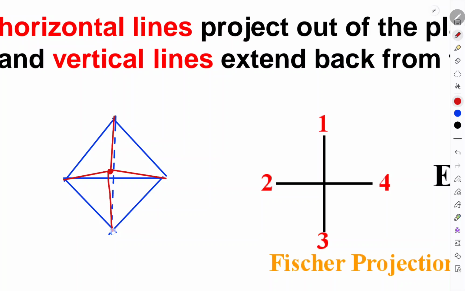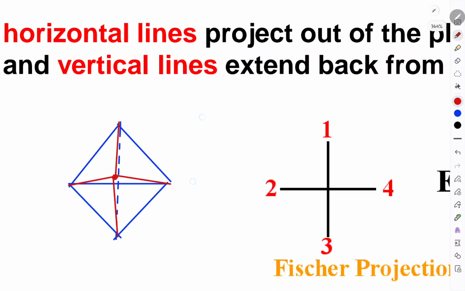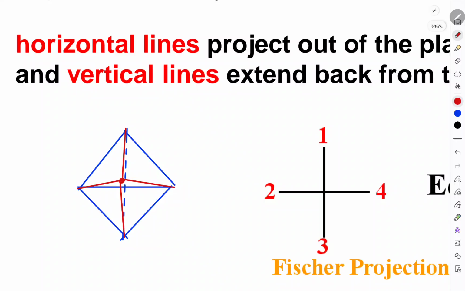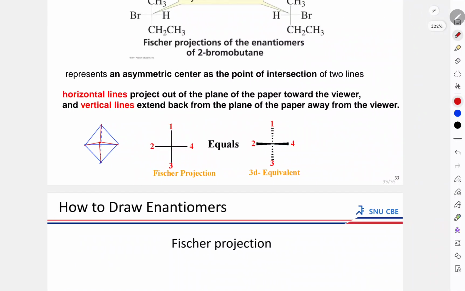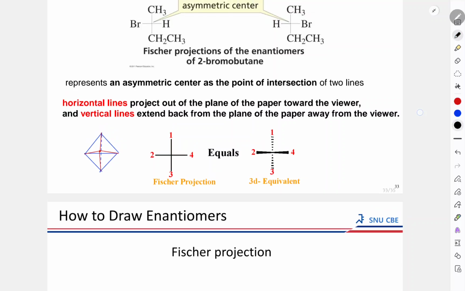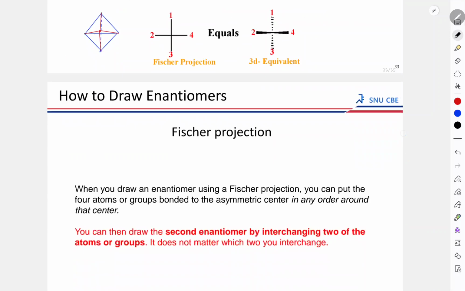So this Fischer projection is again equivalent to this 3D presentation of solid and hatched wedges. 2 and 4, again projecting out of the plane and towards your eye, the viewer. The vertical line extends back from the plane, out of the paper, away from the viewer. Okay? That's how we can read the 3D structure of the molecule containing asymmetric center.